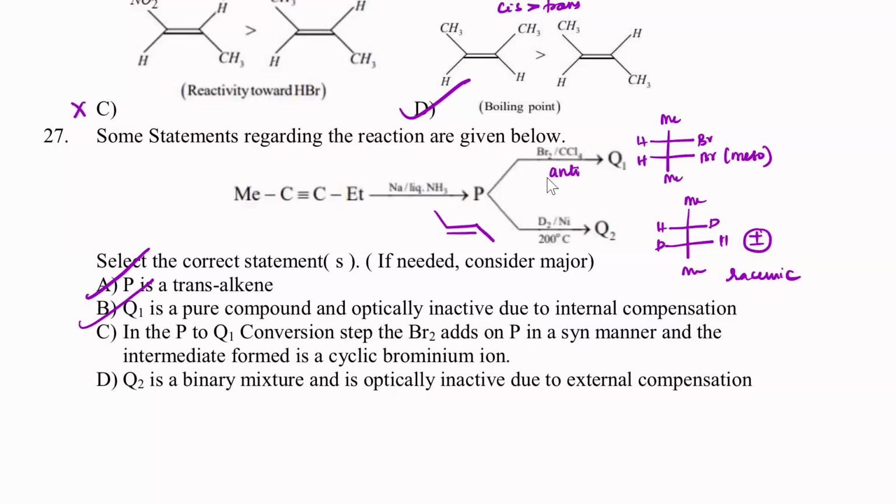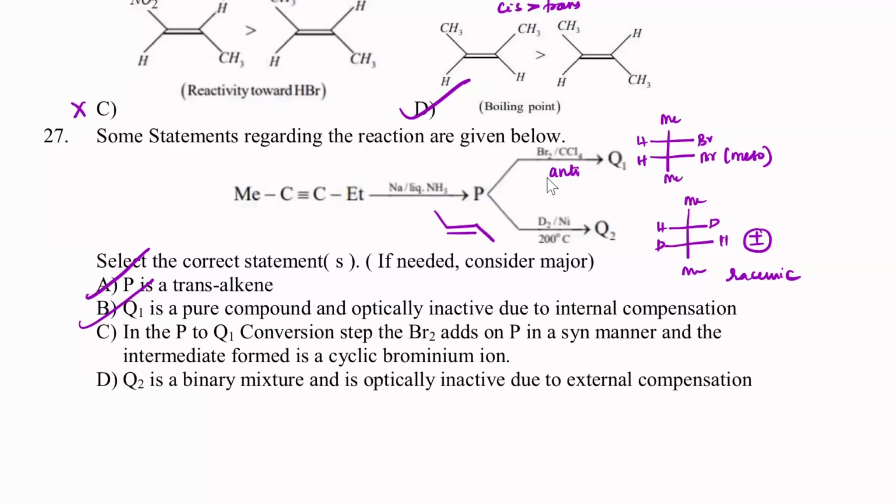And next, P to Q1 conversion step: the Br2 adds on P in a syn manner. So it is not adding in a syn manner. And the intermediate formed is a cyclic bromonium ion. Now listen up. When they use the words syn manner, a lot of students get confused whether syn means the first attack or the overall attack. Since it is not mentioned, you always consider it as overall attack. Overall attack is anti, so that is incorrect. So this C is incorrect.